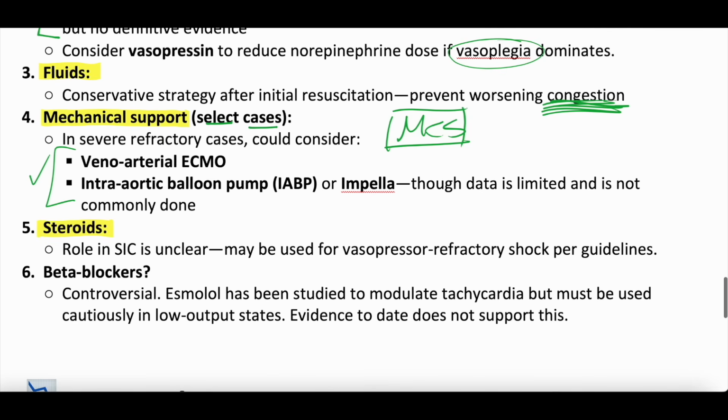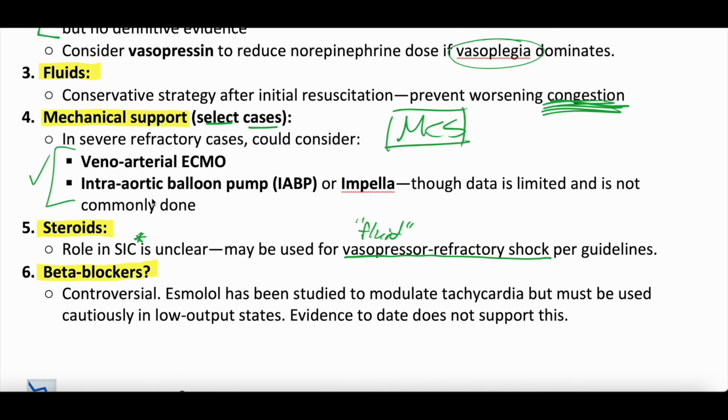Steroids are possibly helpful. Now, their role in sepsis-induced cardiomyopathy in general is a bit unclear. There definitely are guidelines that suggest steroids, stress dose steroids, for vasopressor refractory shock or fluid refractory shock, and we'll put out a separate video on that. So stress dose steroids should be in the back of your mind.